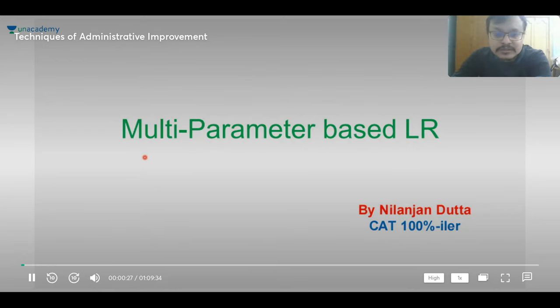Hello everyone. So welcome to today's session, which is on multi-parameter based LR sets discussion.